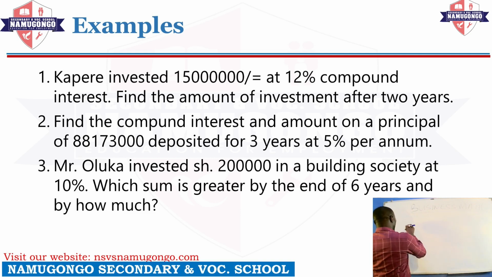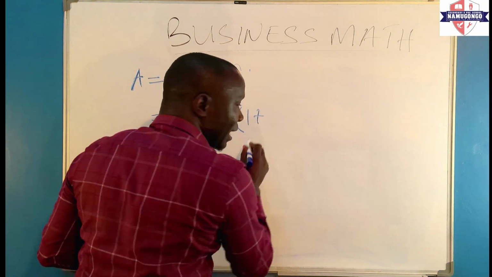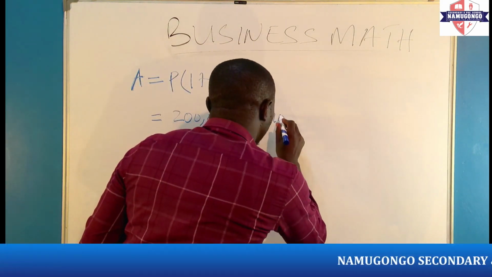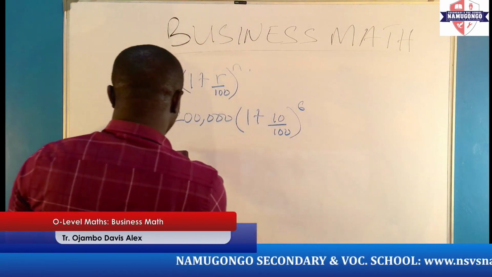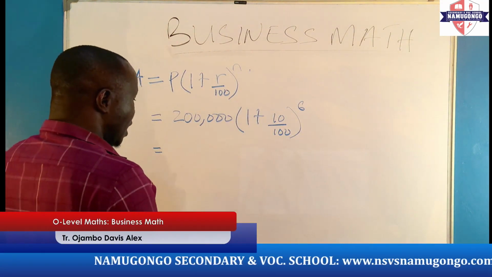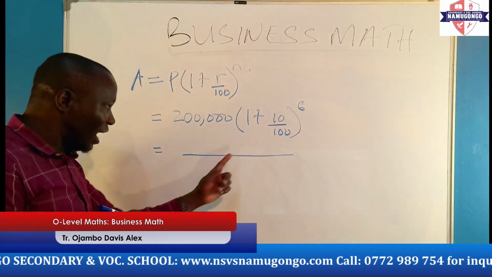So you can start with compound interest and you say amount is equal to P into 1 plus R over 100, then the whole of this raised to the power of N. So our P is 200,000 shillings, 1 plus R. Our R is 10%, that's 10 over 100. Then raised to the power of 6. So if you use your calculator, you are going to compute and you'll be able to get that answer. This time, I'm not going to get for you the answer. I want you to compute and you get that value.